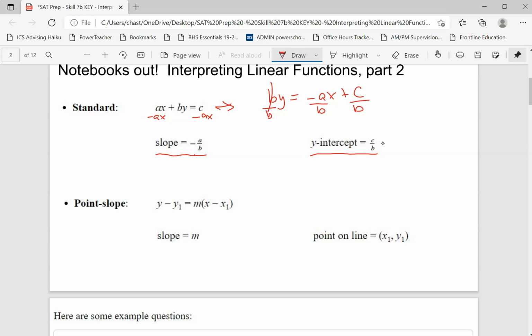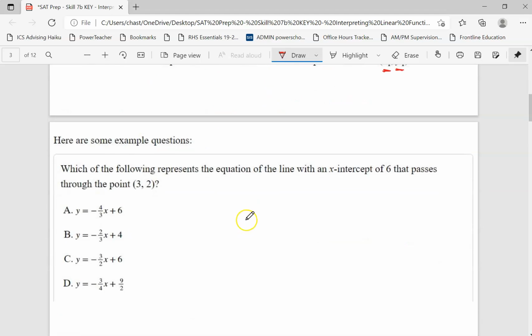And then the next one is the point slope formula, which goes y minus y1. Notice the y1 is the y-coordinate of a point on the line, equals m, our slope, times x minus x1, x1 being the x-coordinate of a point that's on our line. Okay, so we have a couple other forms. We have the standard form and the point slope form. So let's look at some examples.